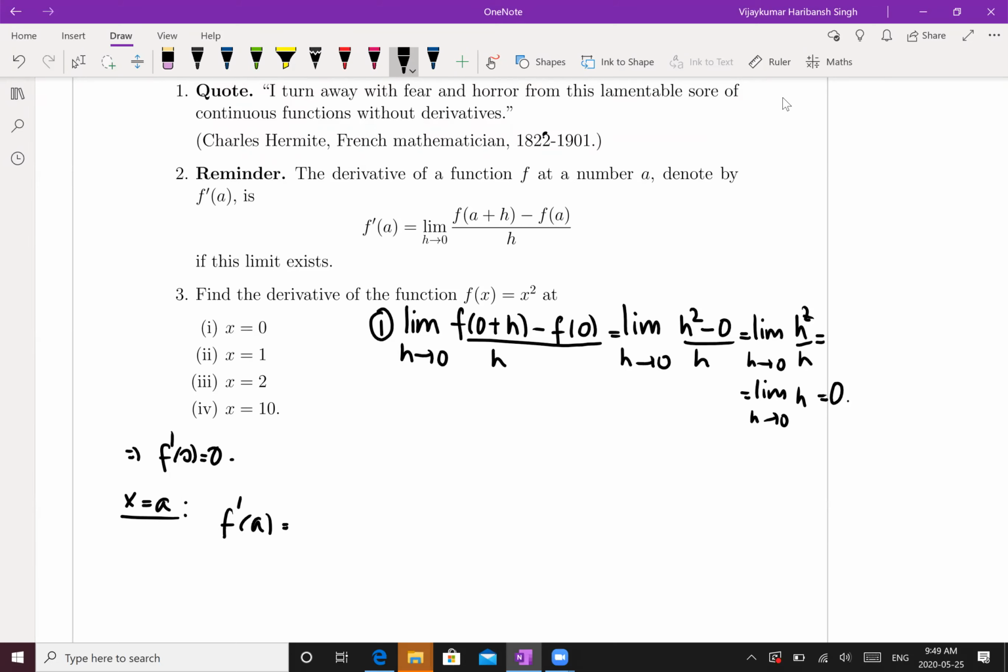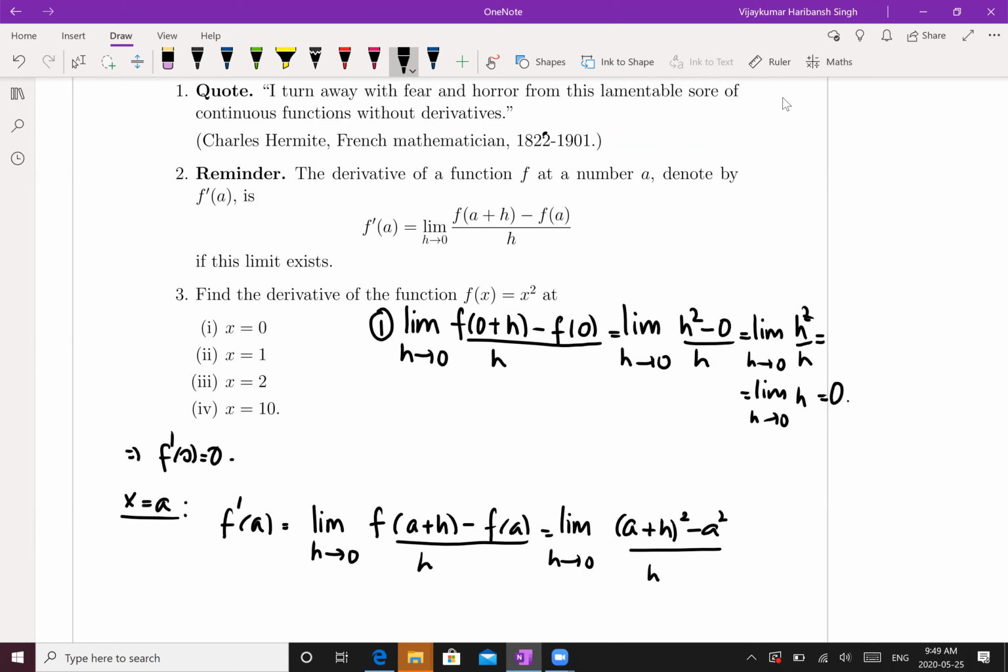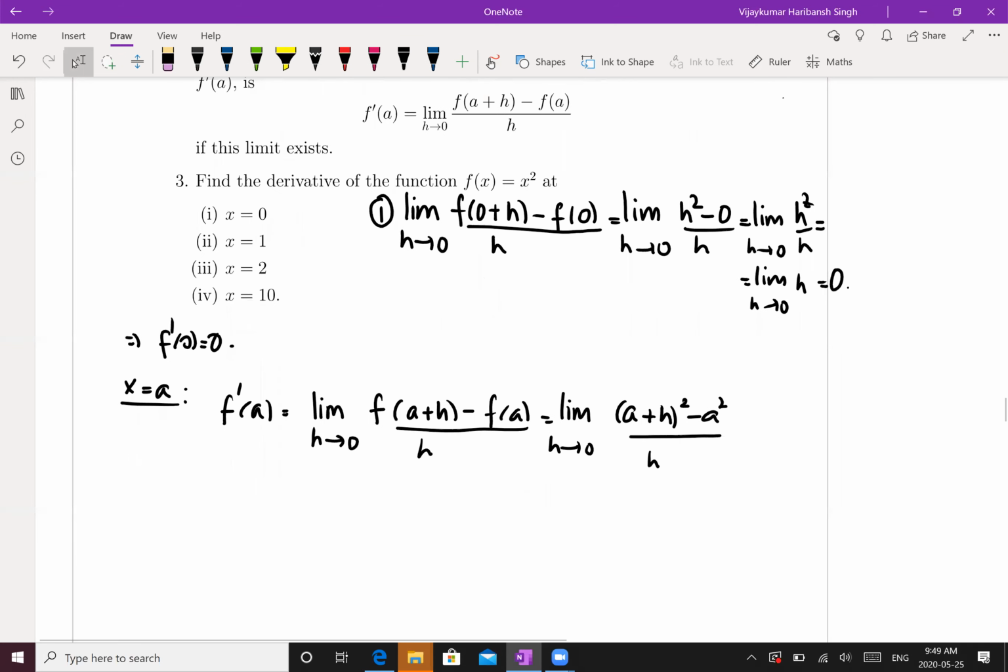F prime of a is going to be limit as h goes to 0, f of a plus h minus f of a over h. This is the definition of derivative, right? Again, limit as h goes to 0, (a plus h) the whole square minus a square by h. Now you can cancel the factor of h from top and bottom.